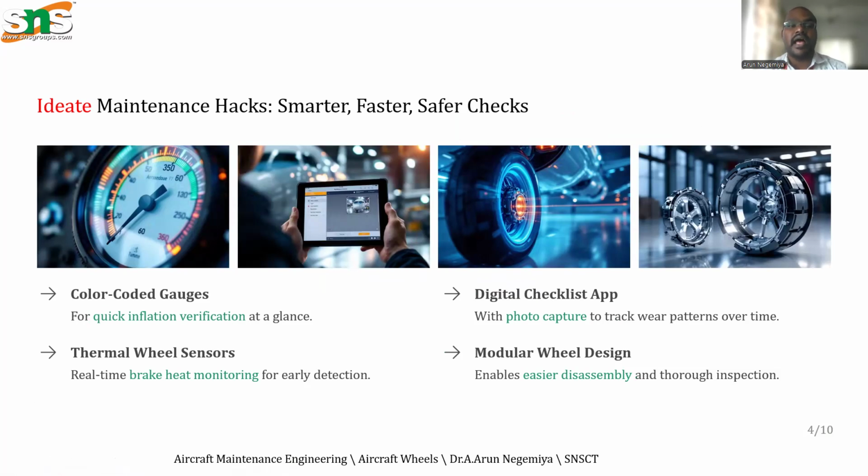The next one is the ideate part. In the ideate part, we will use the following maintenance checks for the aircraft wheel. The first one is color-coded gauges, which can be used to check tire inflation. The next one is a digital checkup app. In the app, we take a photo, and it can give the detailed failure of the aircraft wheels.